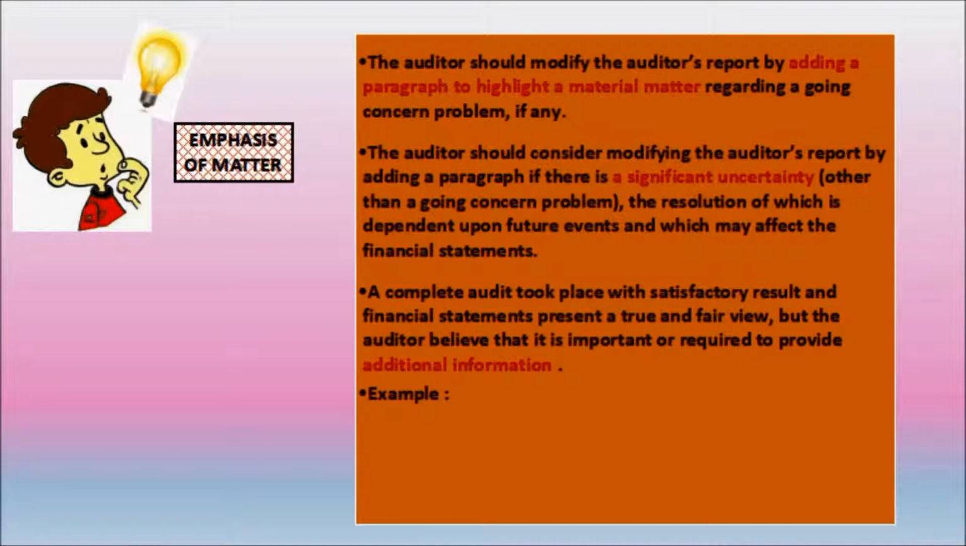For emphasis of matter, the auditor should modify the auditor's report by adding a paragraph to highlight a material matter regarding a going concern problem. Next, the auditor should consider modifying the auditor's report by adding a paragraph if there is a significant uncertainty other than a going concern problem, the resolution of which is dependent upon future events and which may affect the financial statements.